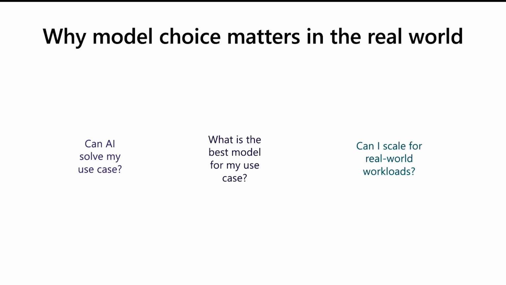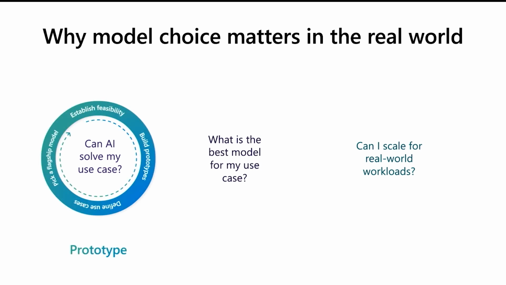So let's talk about why model choice matters in the real world, right? As Sharmila asked, the three questions that we all try to answer when we try to build generative AI apps are: can AI solve my use case first? And then what is the best model for my use case? And then how do I go about scaling this for production workloads? So the first step is called prototyping, where you try out multiple models that are available to you. You try to establish feasibility, build that prototype, compare model benchmarks, and find the right one for your use case, or maybe at least shortlist some of them.